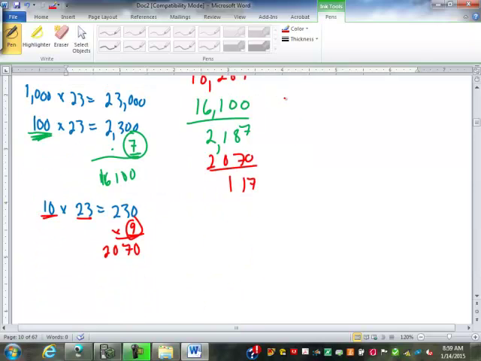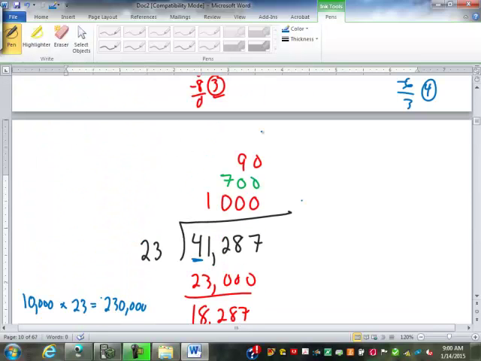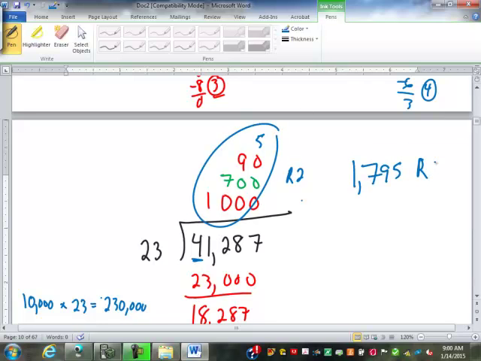And then, of course, the last place value is just the ones place. 1 times 23 is 23. I can subtract that from here. I'd say 5 times. Which is going to give me 115. There's 2 left. So at that time, I did just subtract it 5 times, and there's a remainder of 2. So when I take 41,287 divided by 23, I get 1,795. I'm just adding these up, with a remainder of 2.